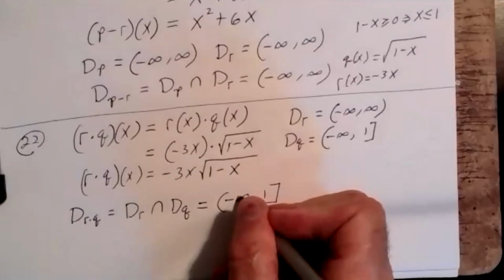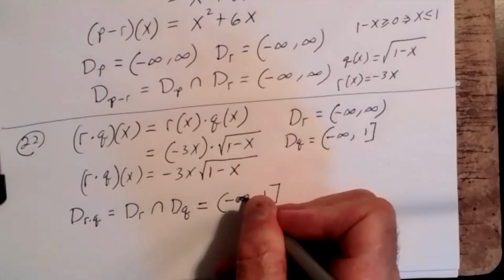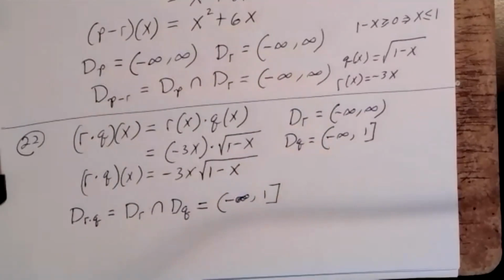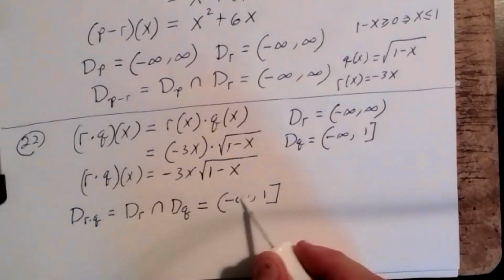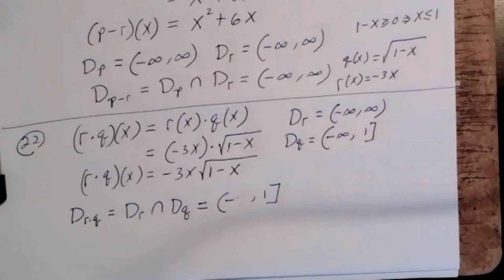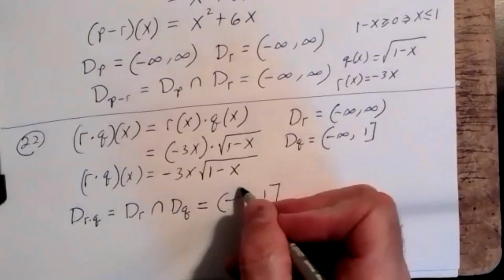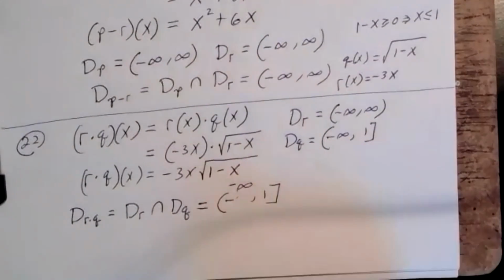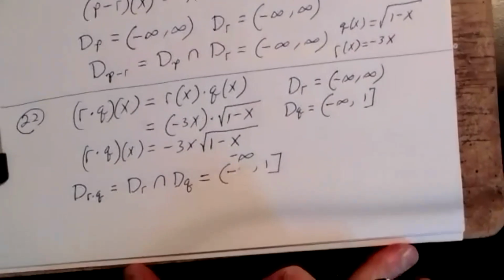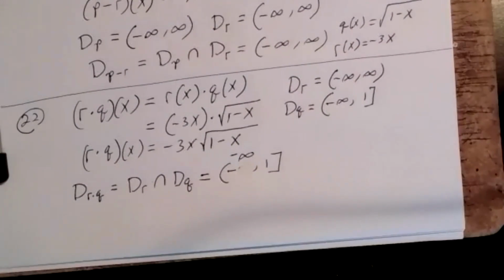Okay. And this should be negative infinity. That should be negative infinity. Okay. Any questions how we, A, formed a new function called R times Q of X, and B, how we determine the domain? This should be negative infinity up to 1. All right. Any questions so far how we're forming new functions from pre-existing functions?